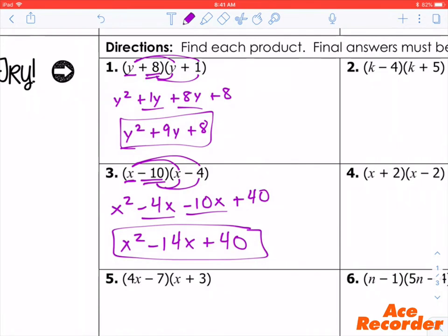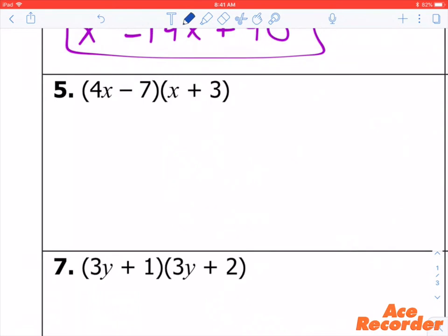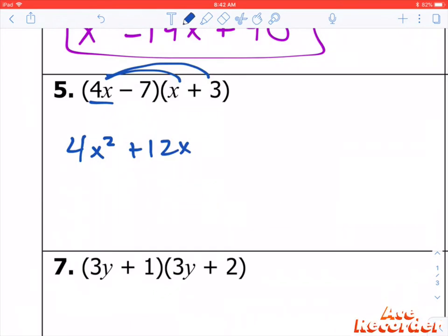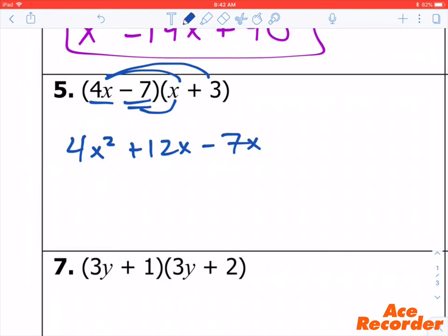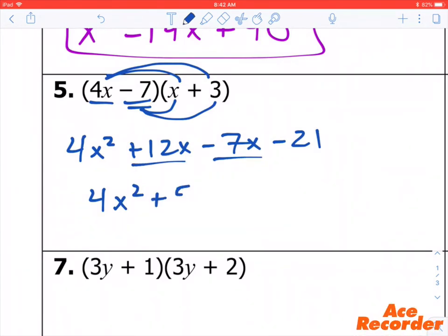Okay, so let's look at the next two here, and then we'll be about done. So 4x times x. So 4 times 1 is 4. X times x is x squared. 4 times 3 is 12, so 12x. Then we've got negative 7. So negative 7 times x is negative 7x. Negative 7 times 3 is negative 21. And so let's combine the middle two together. 12 minus 7 is 5x, minus 21. There we go.